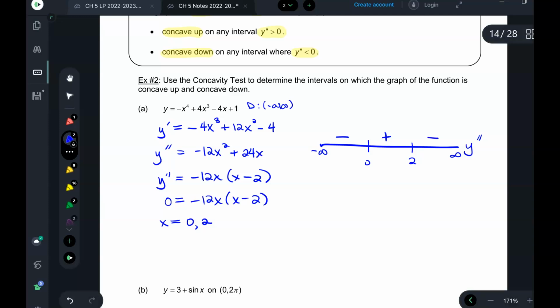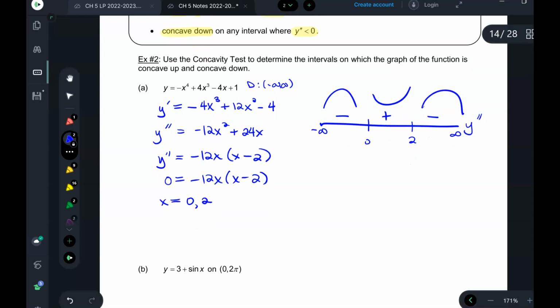Okay, I'm not going to put arrows. I'm going to put little parabolas above. Remember what I said about concave down? We think of an upside down parabola. And then up, and then a sad face. So where is it concave up? 0 to 2.